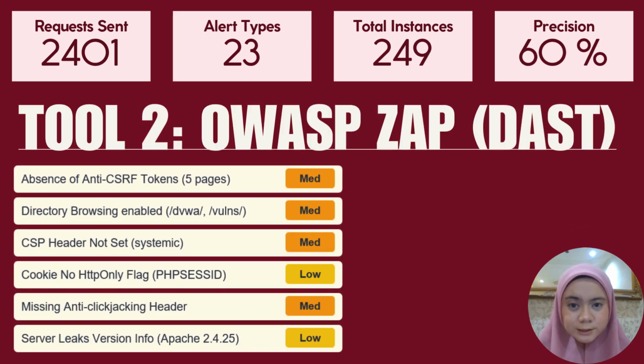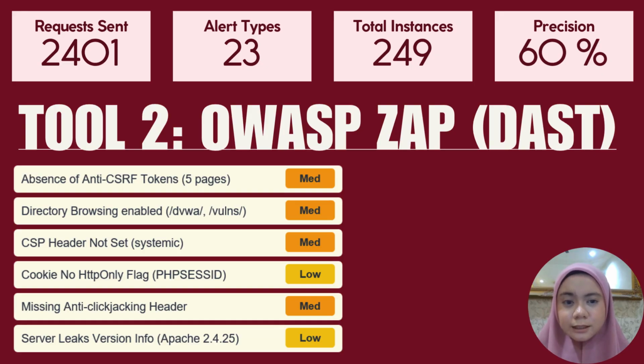OWASP ZAP sent 2,401 requests to the running DVWA container and identified 23 distinct alert types across 249 total instances. Sample precision was around 60%. By risk level, there were 0 high alerts, 8 medium, 4 low, and 4 informational.